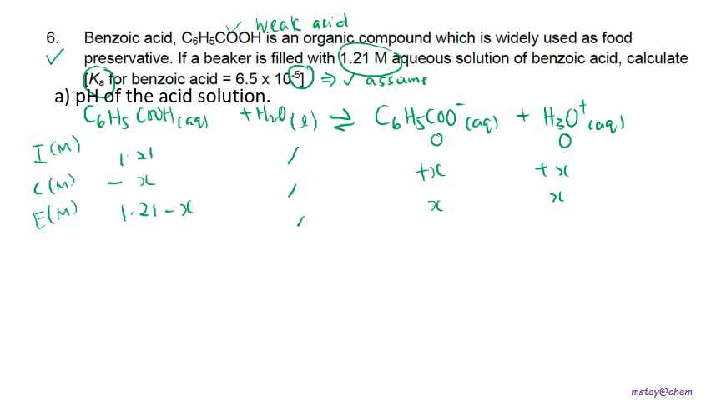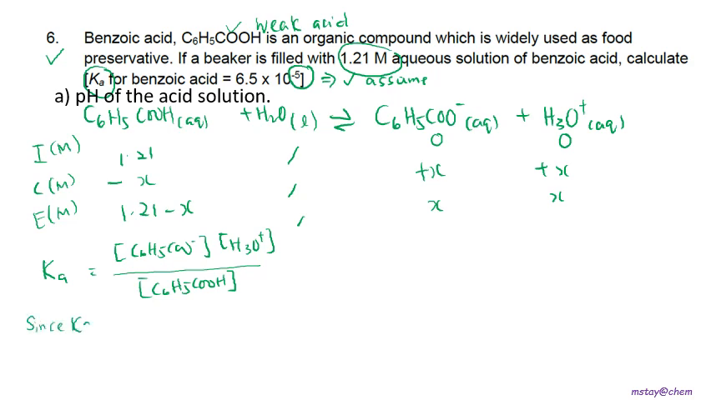So step number 3, we are going to write the Ka expression. Concentration of C6H5COO- multiplied with concentration of H3O+ over concentration of benzoic acid. Okay, water is not included because the phase is liquid. So now we substitute all the values into the Ka expression. Okay, since Ka is very small, 1.21 minus x will approximately equal to 1.21 as well.